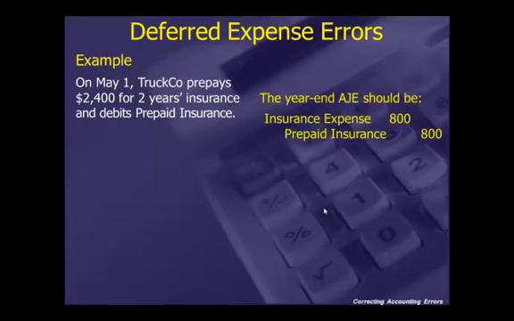All right, so at year end, to go from May 1st through December 31st, when we're looking at a calendar year, May through December would be 8 months. So 8 months times $100 would be $800. So the year-end adjusting journal entry should be a debit to insurance expense and a credit to prepaid insurance.